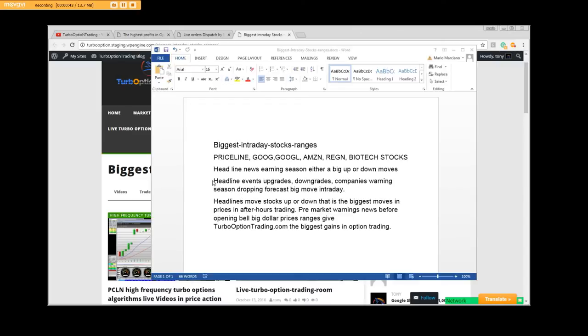So during the warning season, dropping forecast, big move in their day. You're talking about some of these stocks like Priceline, and some of them could drop $30, $40. Headlines move stocks up or down. That is the biggest move in prices and after hours trading. Pre-market warnings, news before the opening bell, big dollar price ranges.